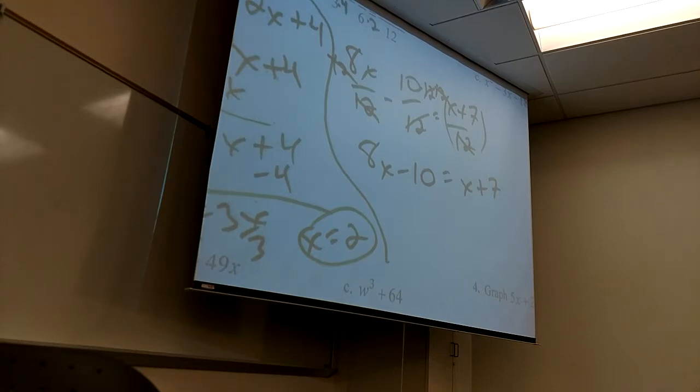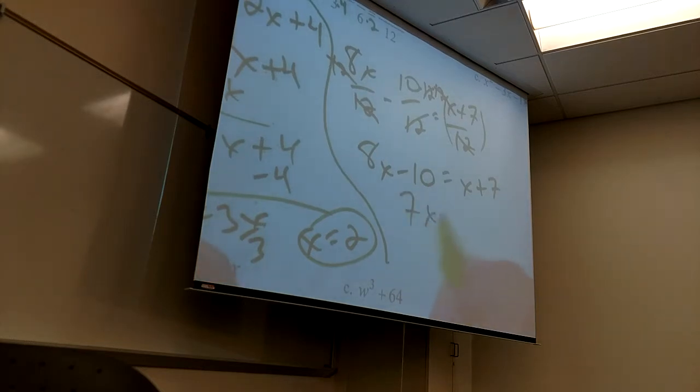And now this should be easy. Just subtract x, add 10, I get 7x equals 17, so x is 17 over 7. With fractions, unless I say otherwise, I'd rather have the answer as a reduced fraction than some decimal. Any decimal you give me is going to be wrong because you're going to have to stop somewhere. You don't want to write the whole answer out because that would never stop. So 17 over 7 is the answer.